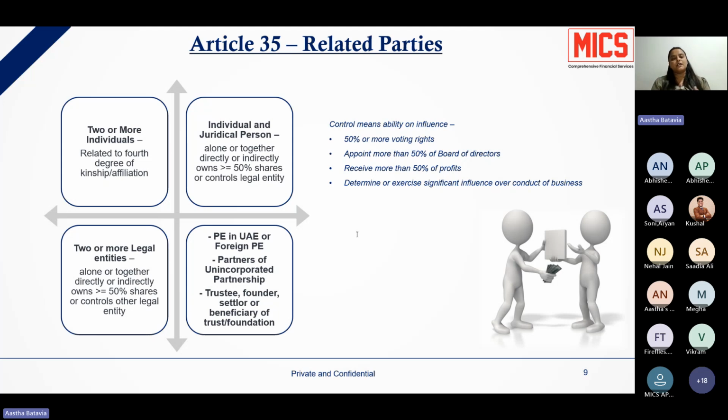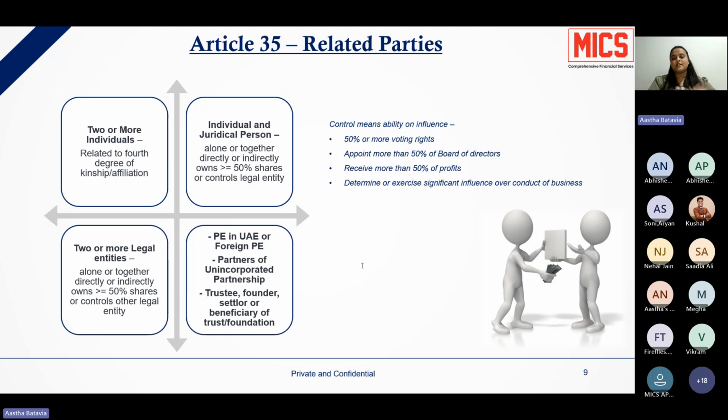Second, individual and company. If any individual is holding any control or ownership of more than 50%, directly or indirectly, in any juridical person, then that juridical person and the individual both will be treated as a related party. In case of 2 or more legal entities, if one company is owning control in another company, or they are under common control or common ownership, where ownership is 50% or more, they are related parties too. Other relationships can be like PE.